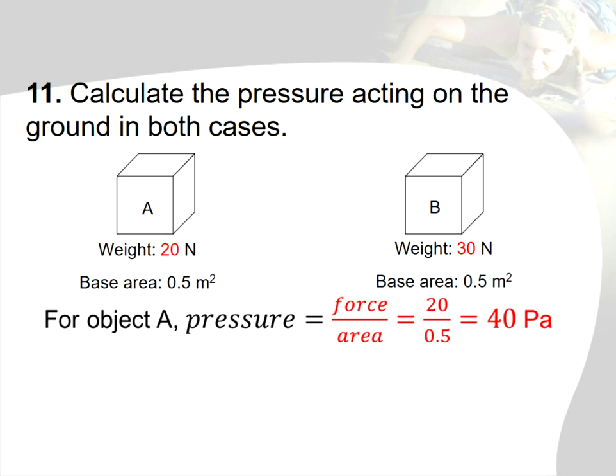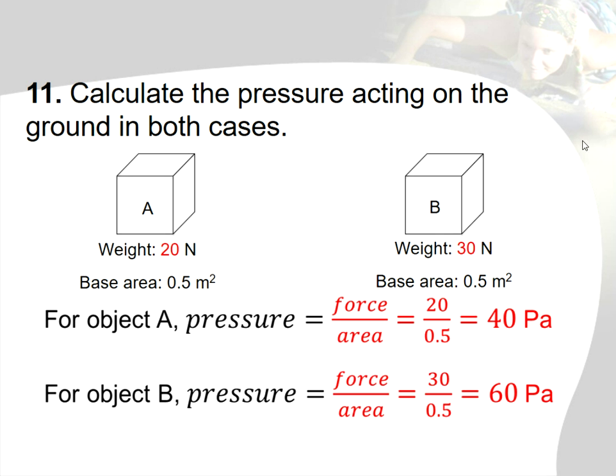Alright? What about for object B? Can you write down the next line? For object B, pressure equals F over A. Then put in the values. Then I check. Pascals. Okay? So here, this is what we have. Who got this right? Raise your hand. Very good. Put a tick to indicate that you got it correct by yourself without me telling you. So you have more confidence in your work.